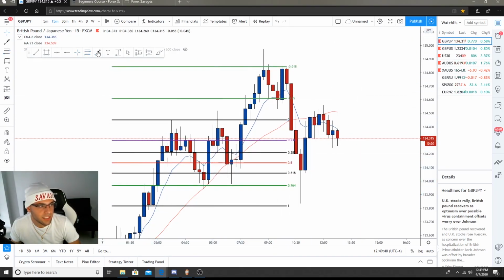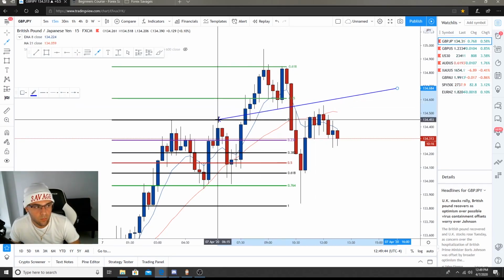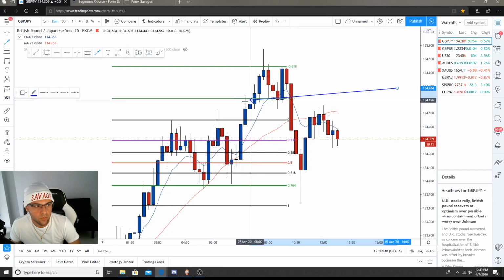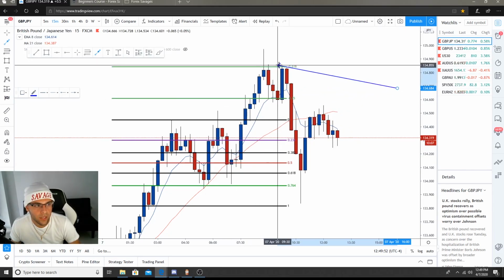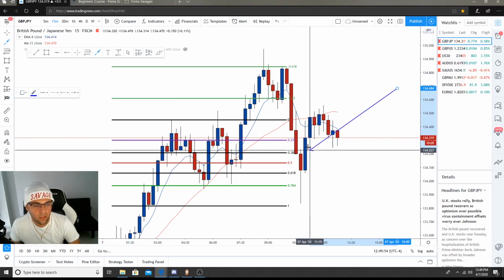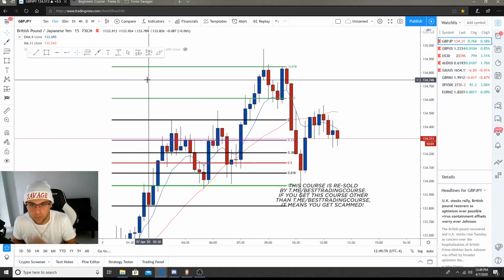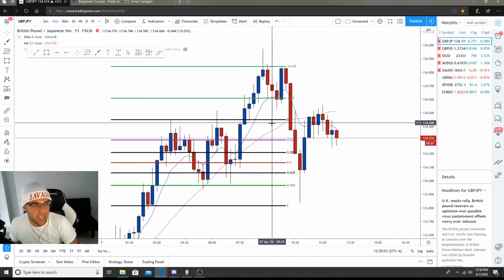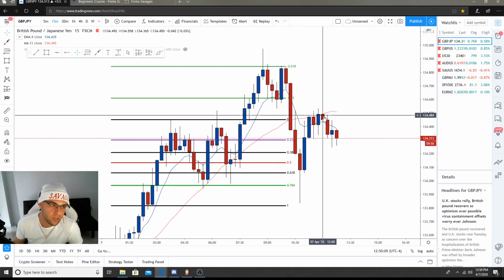Boom. As you guys can see, look how our levels are respected and rejected. Boom. Respected. Touch. Wick, wick, wick. Come back down. So you guys can see exactly how these zones are being respected here. It's not rocket science. It's clear as day. These zones get respected, they get rejected, and they play out really nicely once you start to learn how to use it.